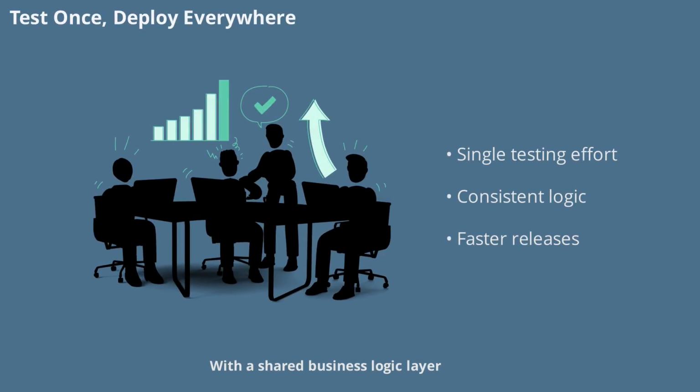With a shared business logic layer, you only need to test your core functionality once. This drastically reduces the time spent on testing and debugging, as you can be confident that your logic works the same way on both Android and iOS. Streamlined testing means faster releases and fewer headaches for your development team.